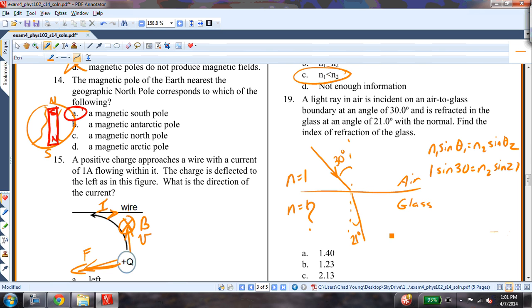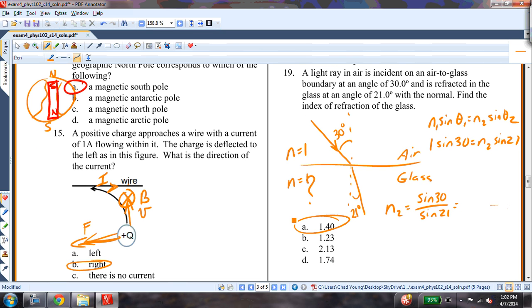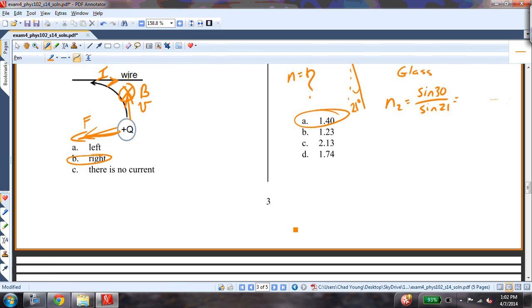Let's see, I'll do that down here. So N2, the 1 goes away. It's going to be sine 30 over sine 21. I get 1.395 or 1.4. So A is the right answer for number 19.